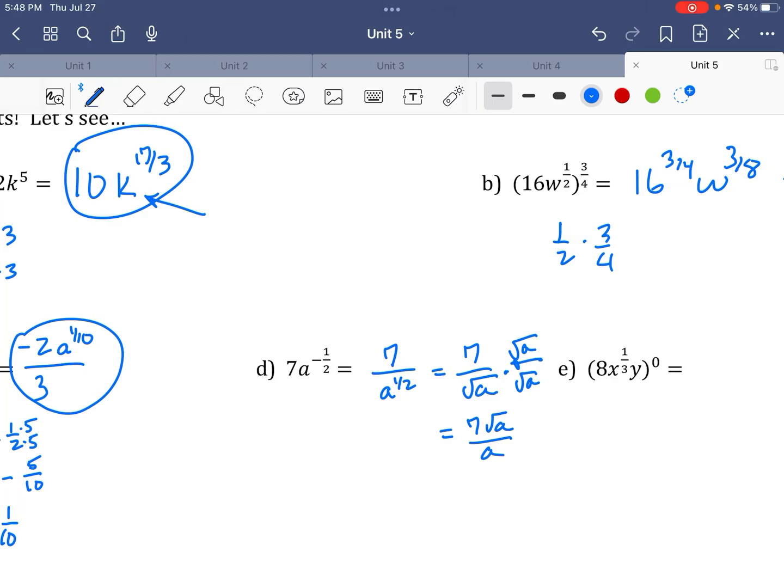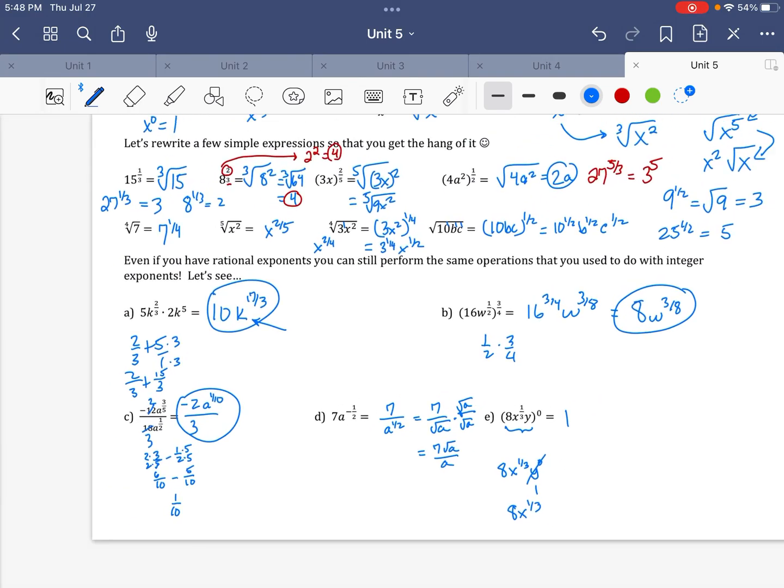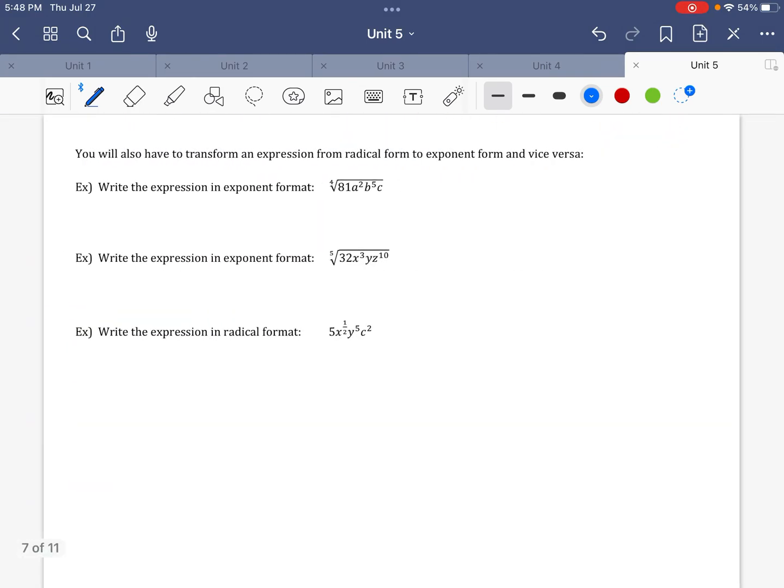All right, so one important fact to remember, letter E, everything in here, all of this has a 0 power, so the whole thing is 1. Now that would be different if I had 8x to the 1/3 and the y just had a 0 on it, like no parentheses. This would turn into 1, but the 8x to the 1/3 would stay, so that'd be 8x to the 1/3, right?